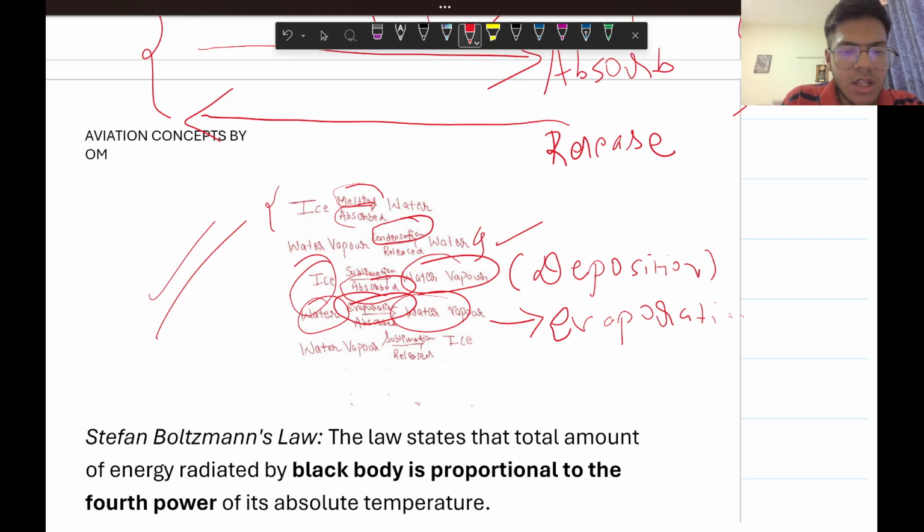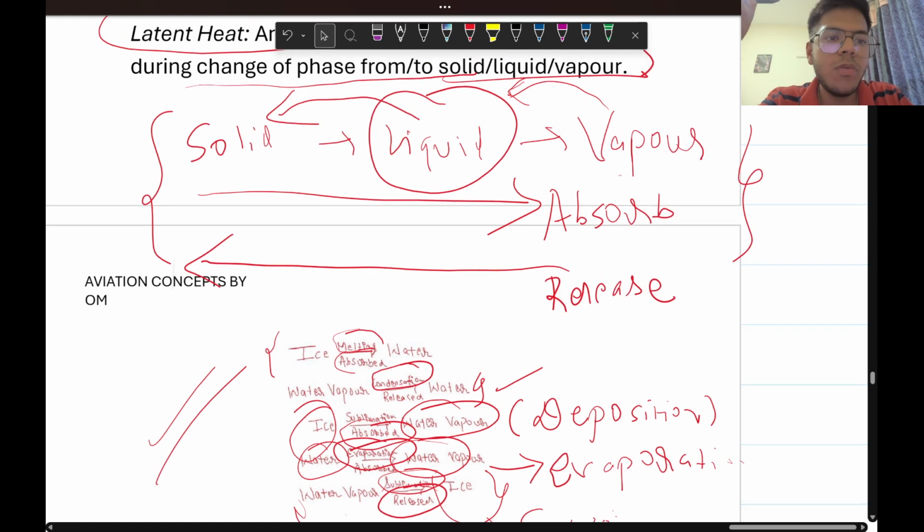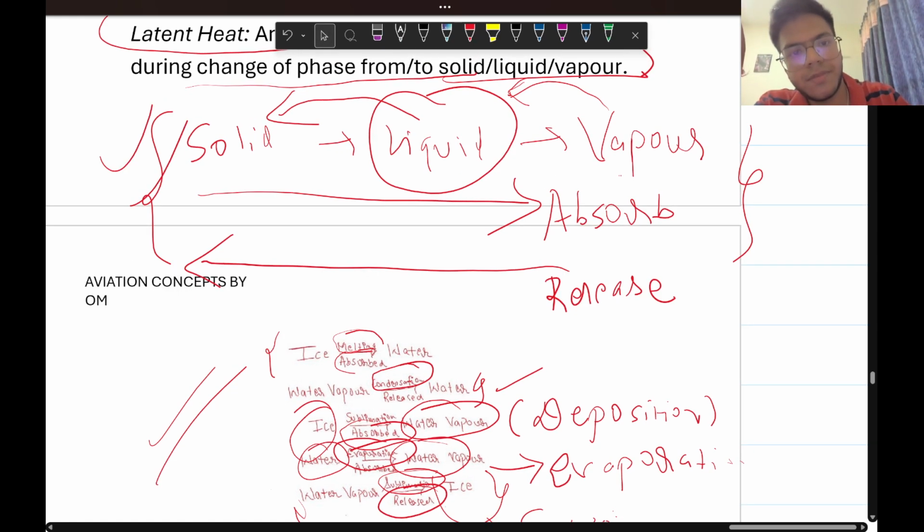Now guys, I have to convert this water vapor to ice. So this process is known as sublimation. In this, some amount of heat is released. How to remember whether heat is released or absorbed? By this method, which I told you. Okay.